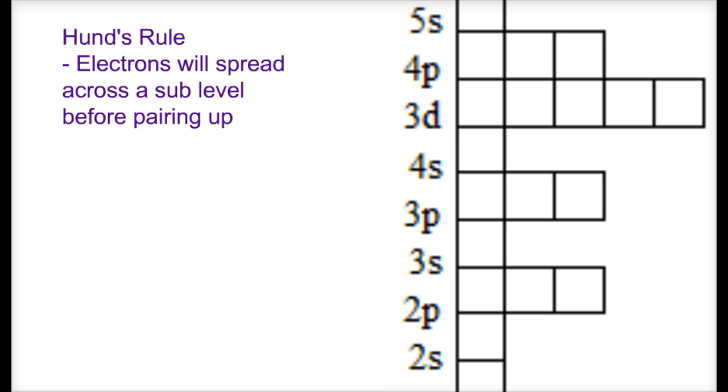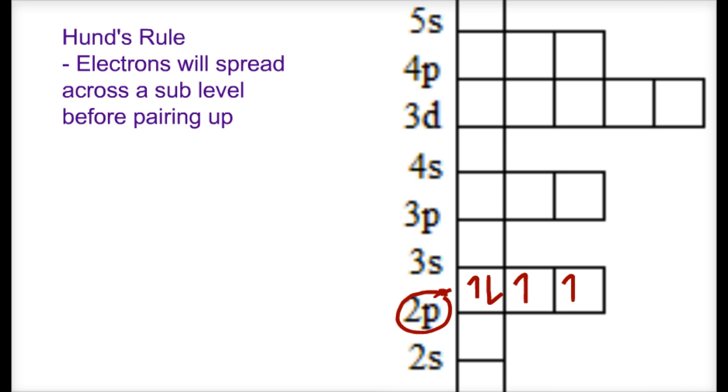The last rule you need to know is something called Hund's rule. It basically states that electrons will spread across a sublevel before pairing up. So in other words, if I was sitting here in the 2p's, and I had 4 electrons, I would place them like this. The first one would go there, the second one would go there, the third one would go there, so I have one in each one of the p orbitals in that level before I put in the next one.